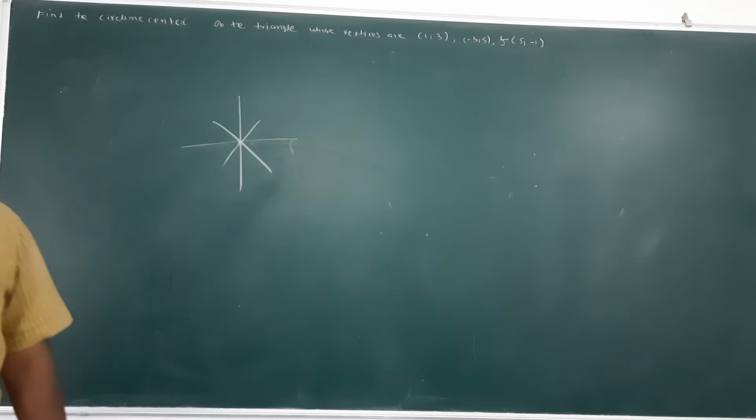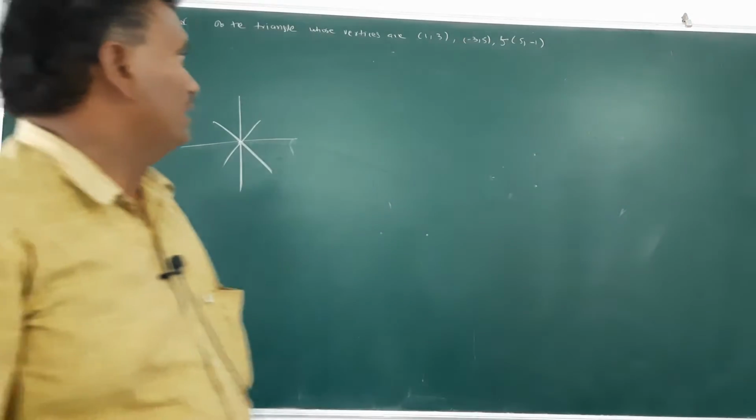The altitudes of a triangle are concurrent lines. The bisectors of angles are also concurrent lines.